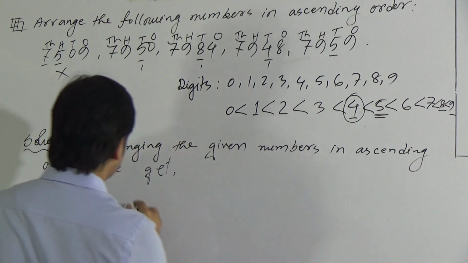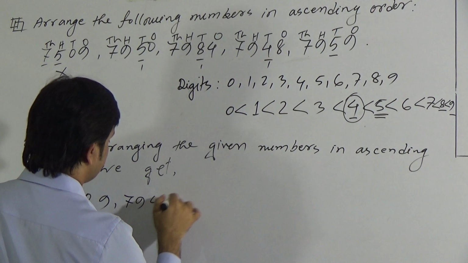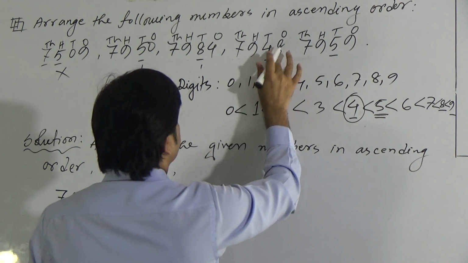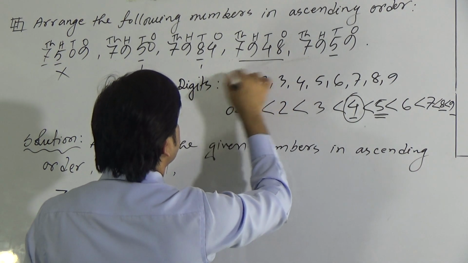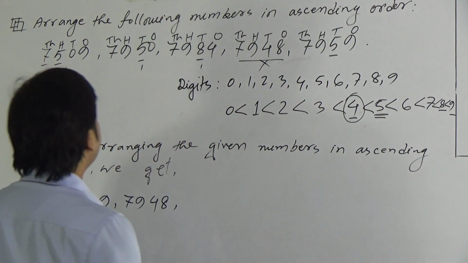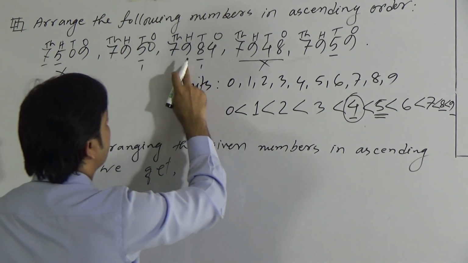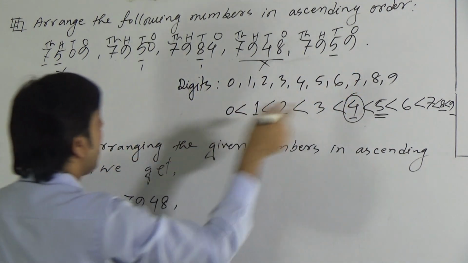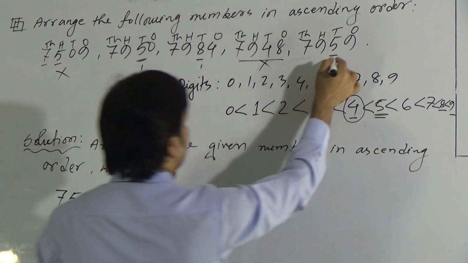7948. So this is the smallest number among these 4 numbers. So this one is done. Now 3 numbers are left. Remaining 3 numbers are 7950, 7984, 7959. So now compare the numbers containing 5 in tens position.